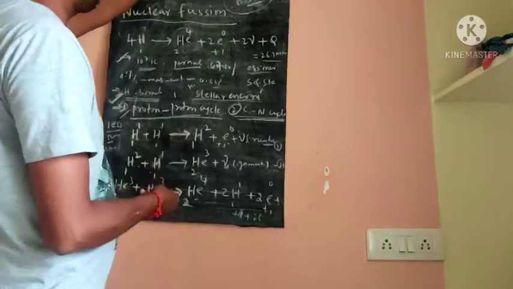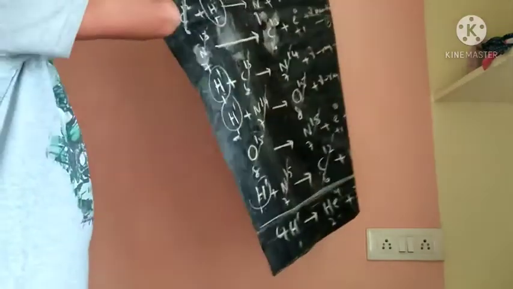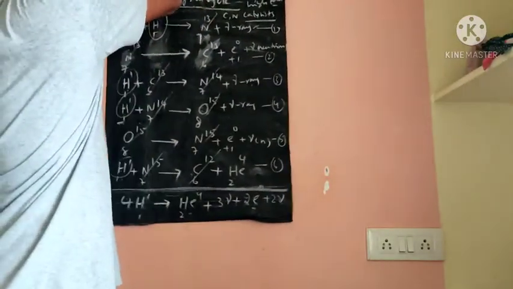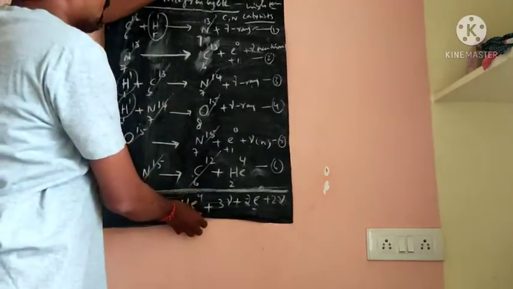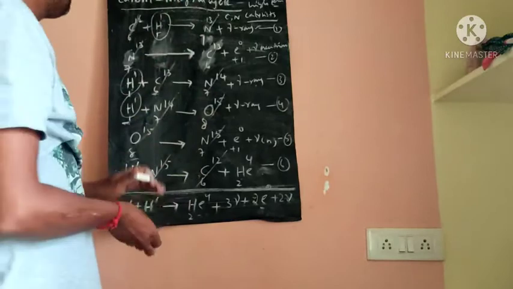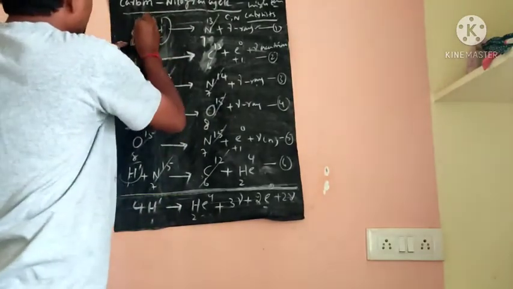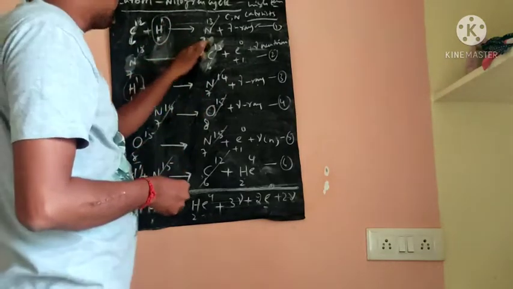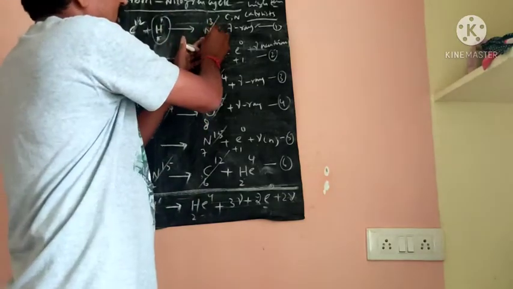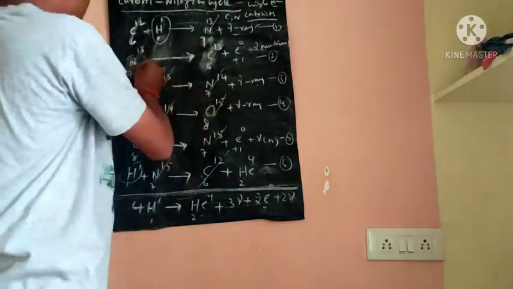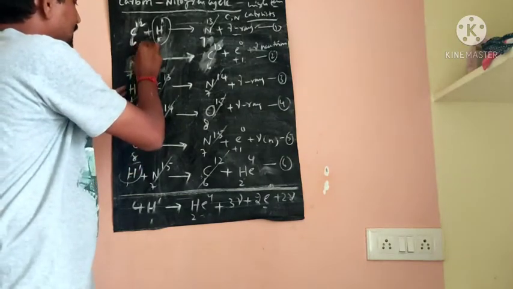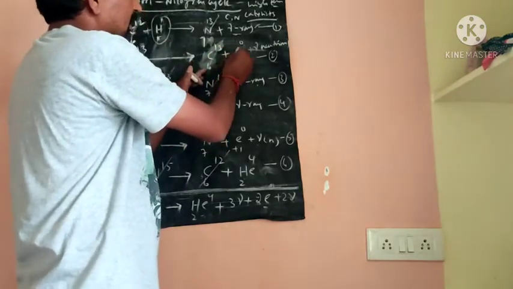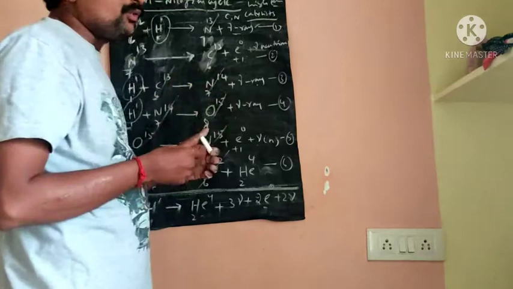Next is the carbon-nitrogen cycle. In the carbon-nitrogen cycle, carbon and nitrogen are catalysts. It occurs on high temperature stars and the surface of the sun. Here carbon 612 reacts with H11, one proton, and is converted into nitrogen 713, and one gamma ray is produced. Nitrogen 713 is an unstable nucleus, so it decays to carbon 613, and one positron and one neutrino are formed.